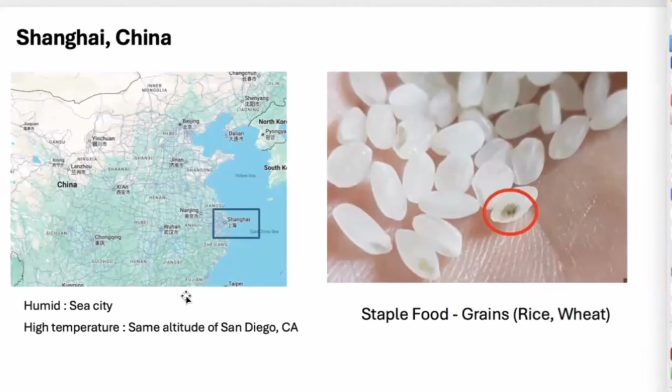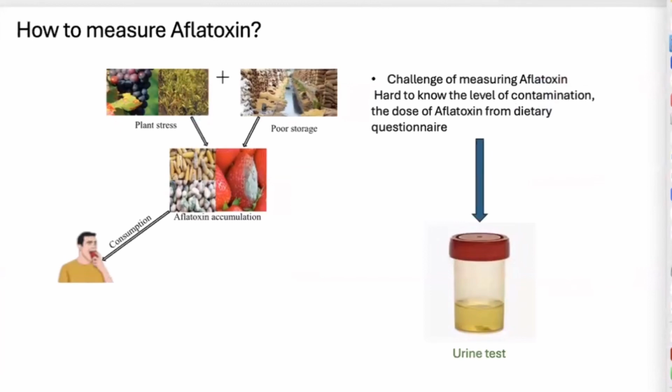Let's go back to our study population, people in Shanghai, China. Some of you may know Shanghai is a city which is very humid and high temperature because it's next to the ocean, and the altitude is pretty low, almost the same altitude as San Diego in California. In Asian countries, staple foods are grains, including rice and wheat. So as you can see in the picture, this is rice on which the fungus grows. This may contain aflatoxin. So then how do we measure this aflatoxin?